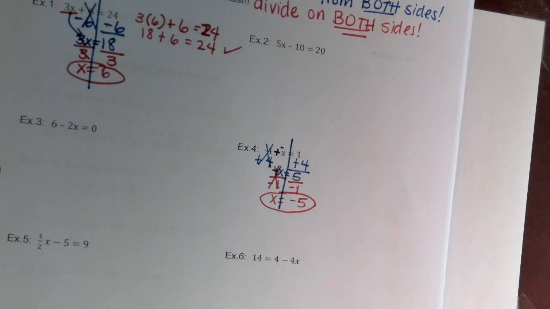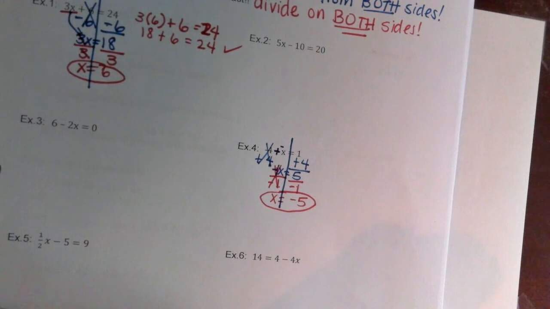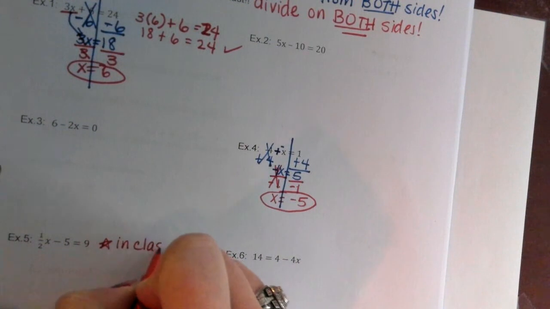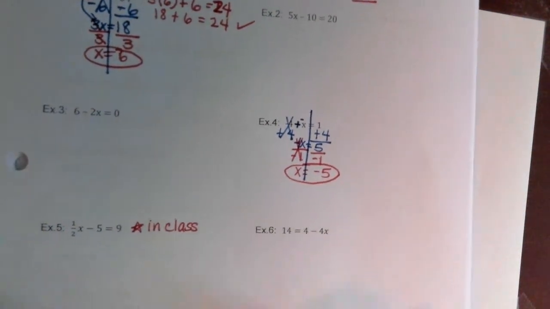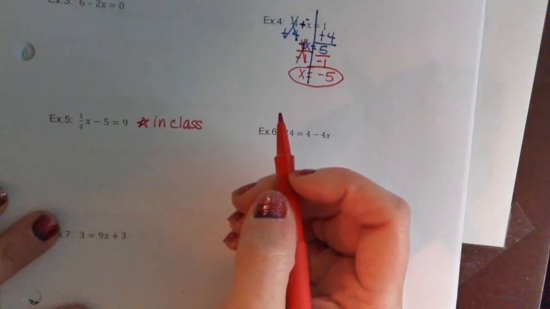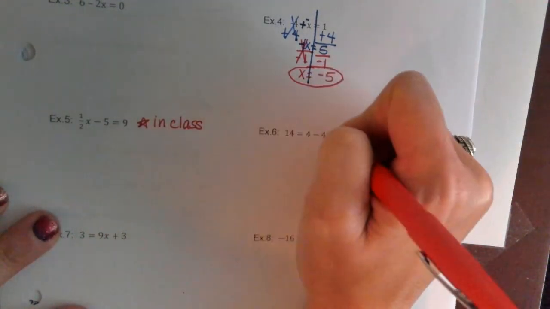All right. Let's look at number 5. So on number 5, we have a 1/2 x. Wait, actually, let's save this one. I'm sorry. We're going to do this one in class tomorrow, and I'm going to show you a shortcut with the calculators that's going to help you figure this out. Okay? So we're going to skip that one, and we'll also do number 6 in class.